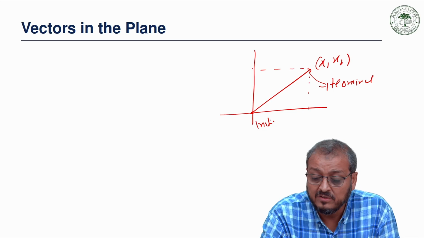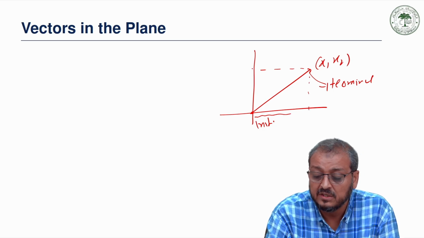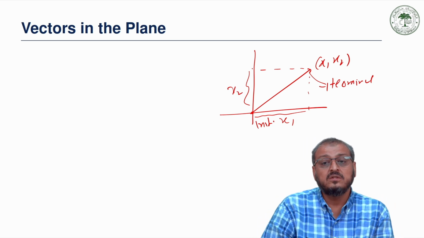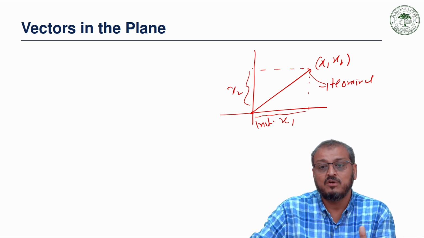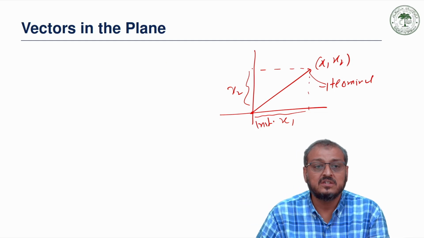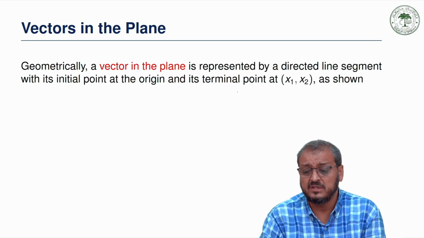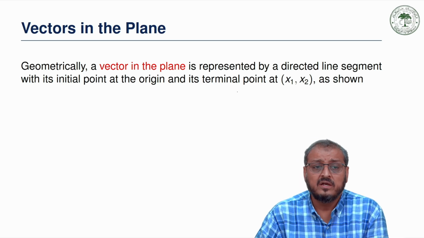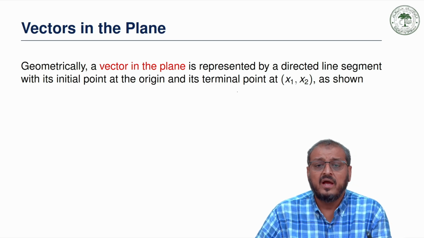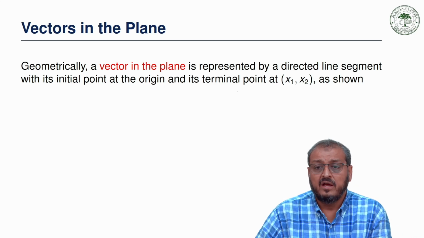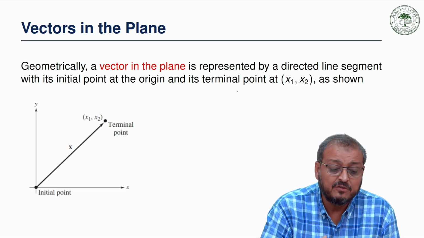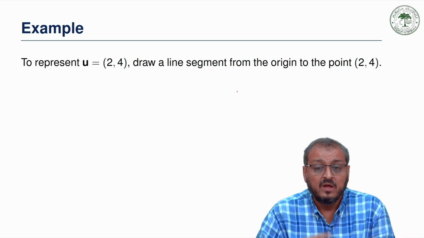If we have this line segment, this is x1 and this is x2. So, vectors in a plane means we have a line segment from the origin to this point. Geometrically, a vector in a plane is represented by a directed line segment with its initial point at the origin and its terminal point at (x1, x2).